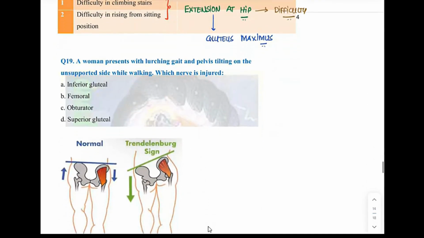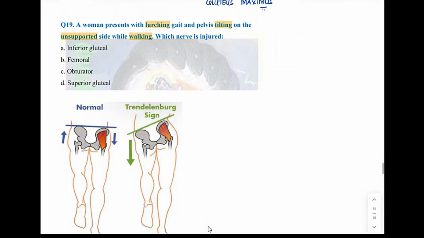The next question, a lady is walking with a lurching gait and the pelvis is tilting on the unsupported side while walking. Now which nerve is injured? Now here the concept of Trendelenburg test or Trendelenburg sign is discussed. So Trendelenburg sign or Trendelenburg test.